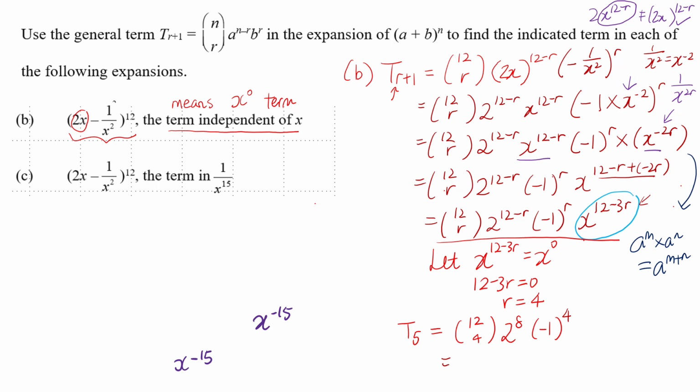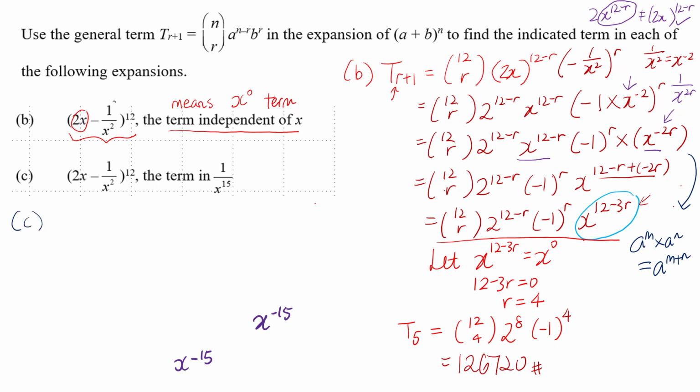And that gives you 1, 2, 6, 7, 2, 0. So this is the term independent of x. You see that there's no x there, basically just a constant. All right, let's look at part C.